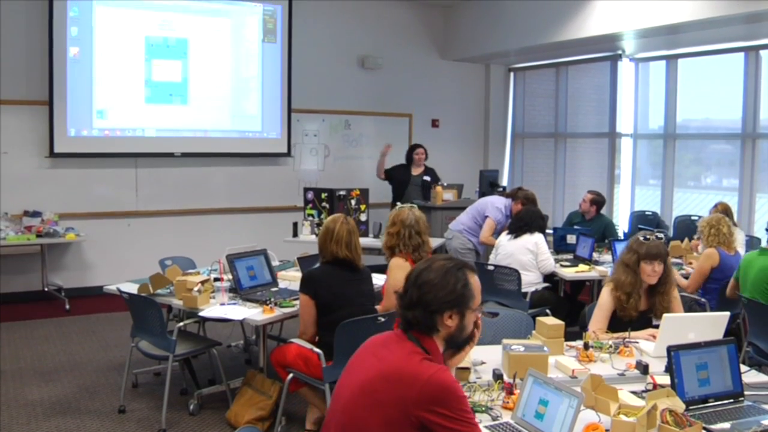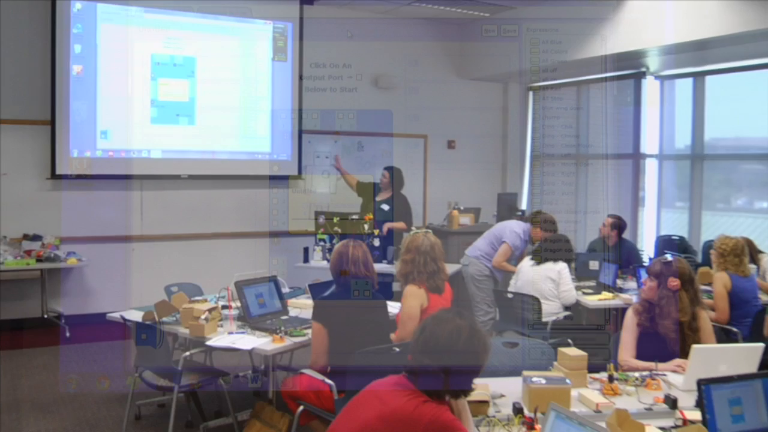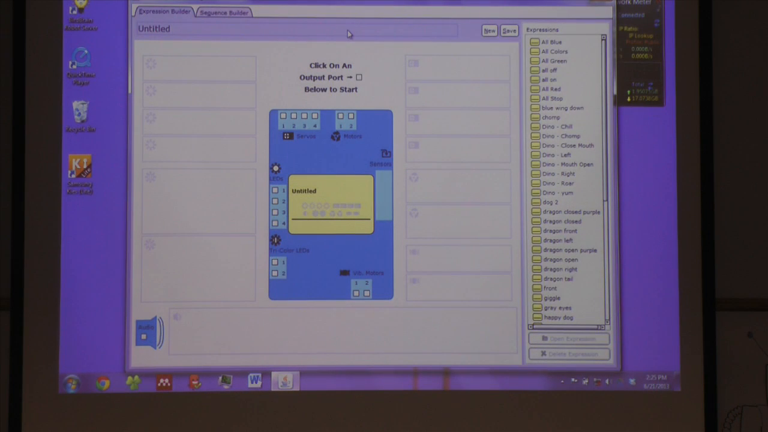When you open up the software and you have the Hummingbird plugged in correctly, you should have a screen that looks just like this. We'll work from the inside out. In the center is this yellow block. This yellow block represents what we refer to as expressions. You'll notice that up on this tab, you're in the area called the expression builder.